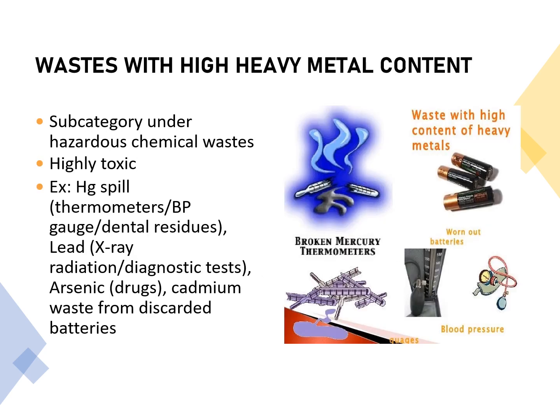Then we have wastes with high heavy metal content. So these types of waste are a subcategory under hazardous chemical waste. They are highly toxic, especially if a person is directly exposed to the waste containing the heavy metal. And not only to the person, but this type of waste is also hazardous to the environment. Examples of these wastes are mercury spill from thermometers or BP apparatus, and dental residues. We also have lead from X-ray radiation in diagnostic tests, arsenic from drugs, and cadmium waste from discarded batteries.